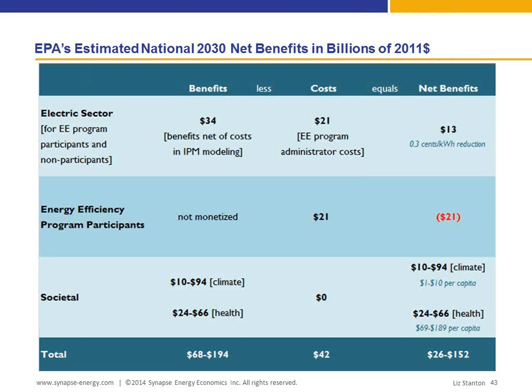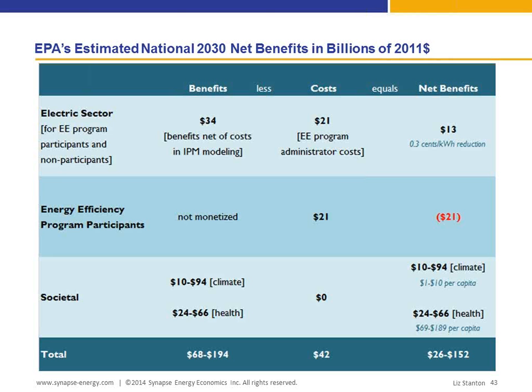And then over on the cost side, things that would be negative from that, the cost to administer energy efficiency programs would be $21 billion. And if you take the difference, you come out with a net benefit of $13 billion, which is about 0.3 cents on each kilowatt hour, and that is a reduction. So this is a benefit to all of us that are paying electricity bills. It means our electricity bills would, for each kilowatt hour, be 0.3 cents lower.